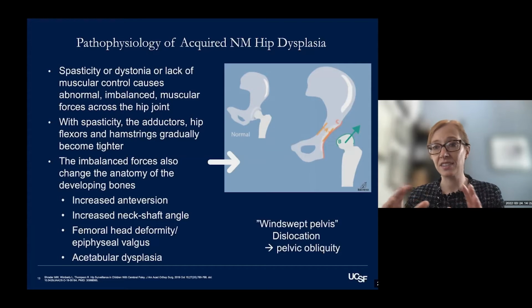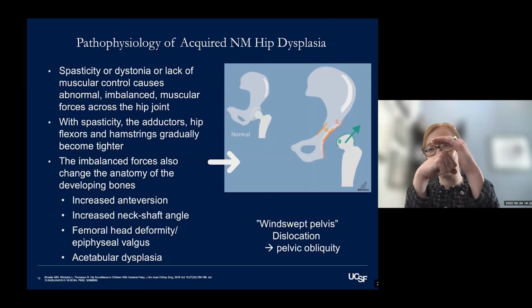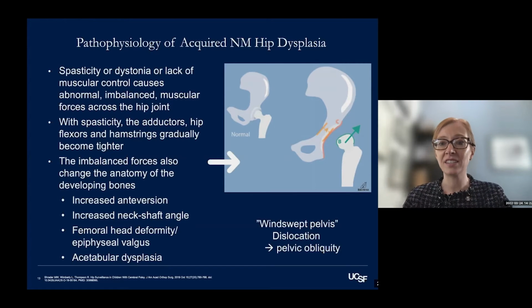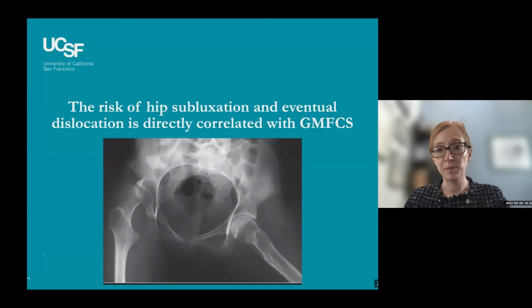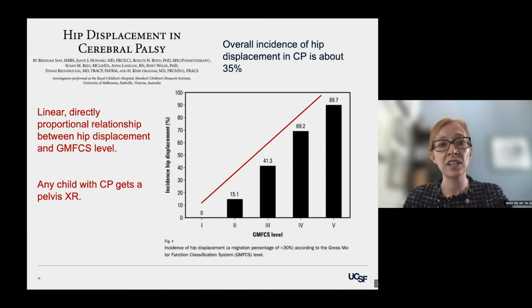So you can see this picture on the right side of my screen sort of shows the combination of those forces taking a hip from here to here. And when this happens on one side, it leads to a windswept pelvis and pelvic obliquity, which can cause a lot of problems. So the risk of hip subluxation and eventual dislocation is directly correlated with the GMFCS system or score, and that's why it's so important to us. So there is a linear, directly proportional relationship between hip displacement and GMFCS level.